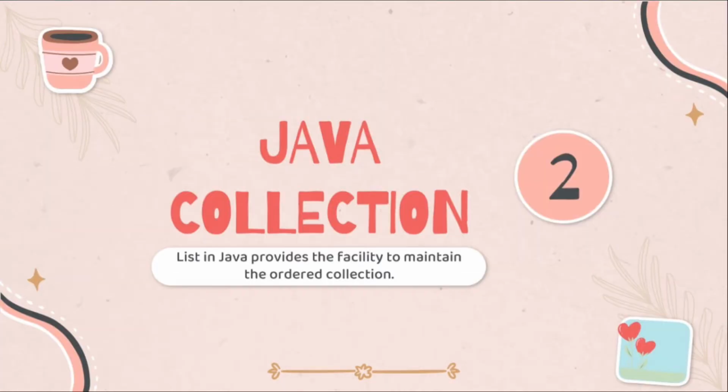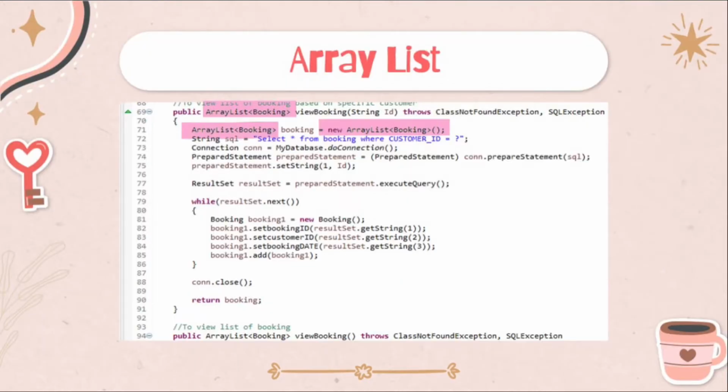The next content is Java collection. In Java collection, we use array list to list all the bookings that we entered in the database. This is the example of the coding we use for the array list.